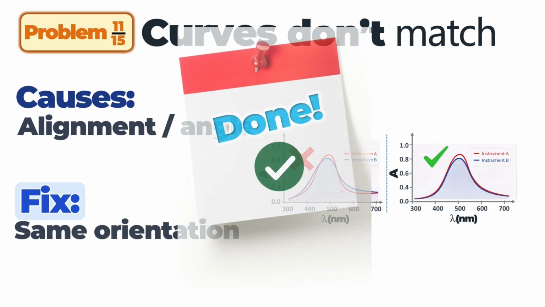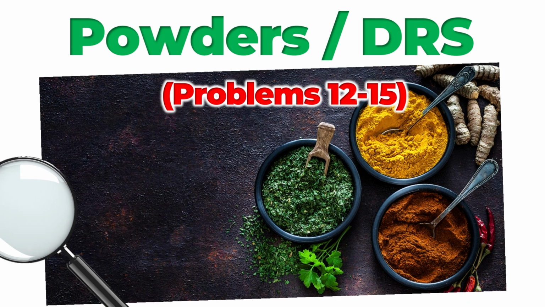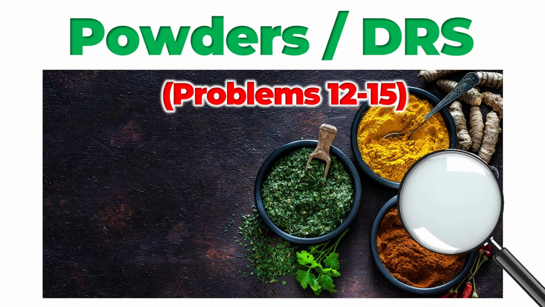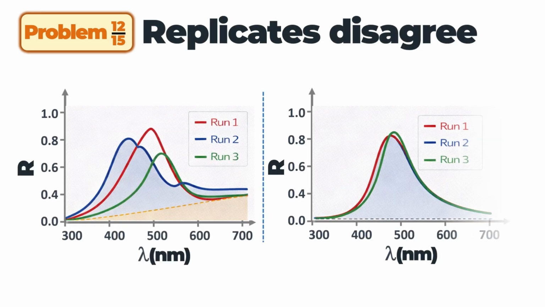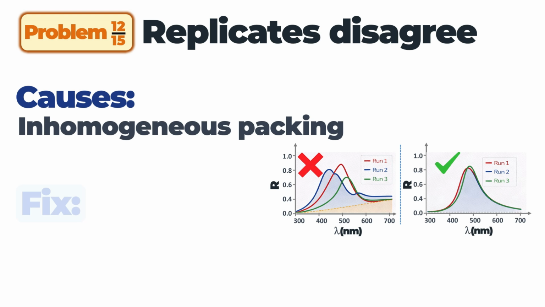Now the powder. Problems 12 to 15 are the common issues in powder samples and the fixes are quick. Problem 12. Replicates disagree. Usually it's packing. Different packing changes scattering. Use the same mass, pack the same way, level the surface, then rerun.